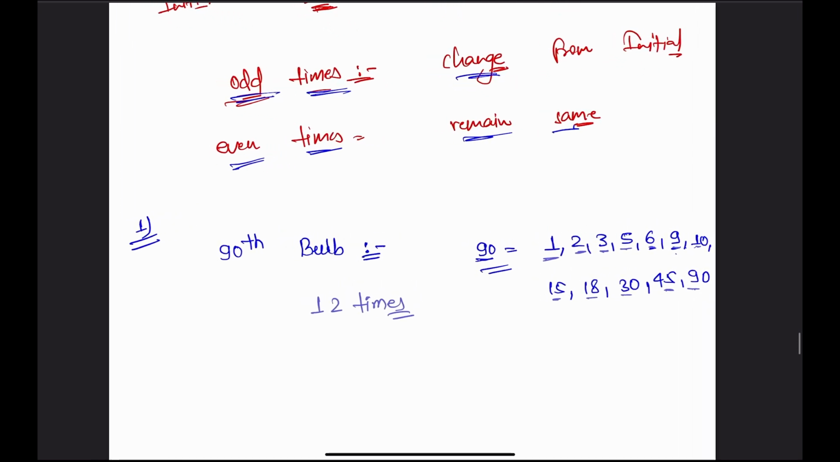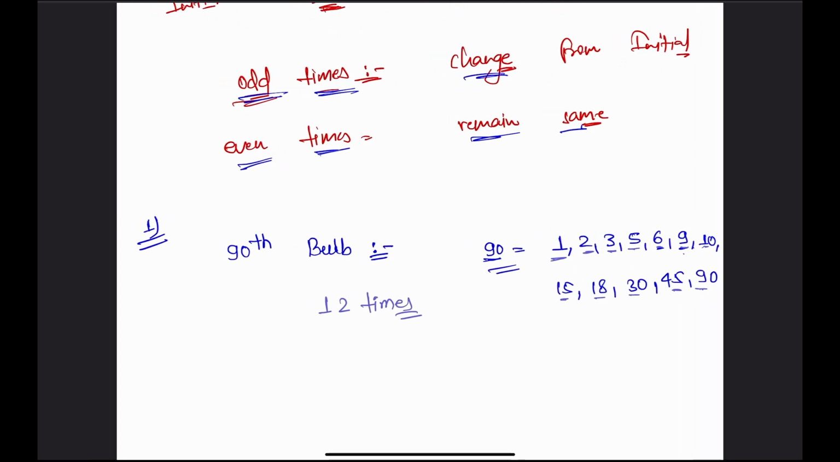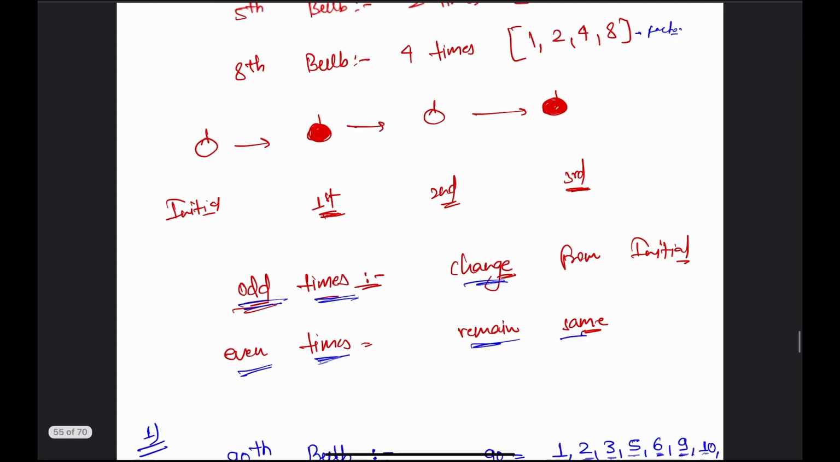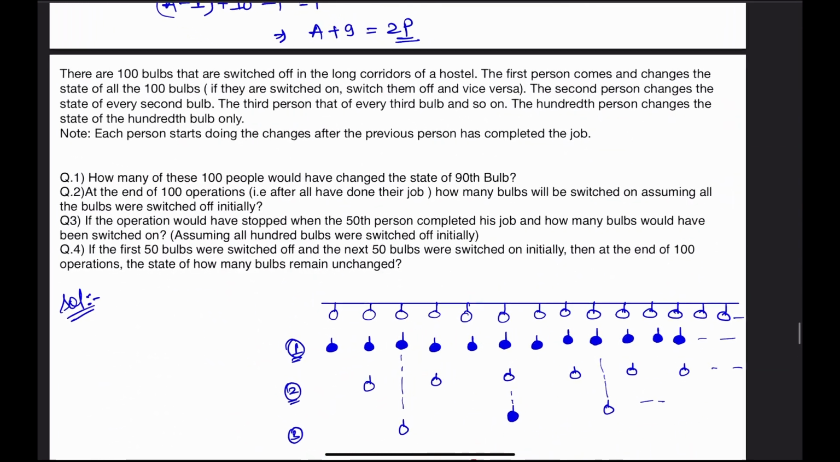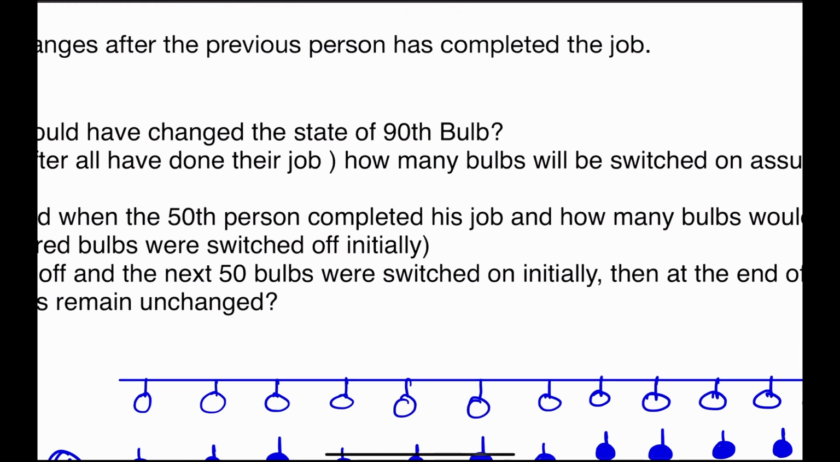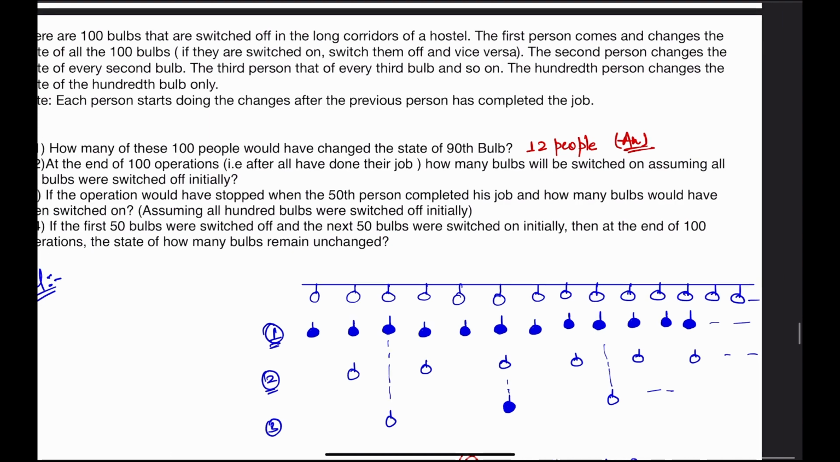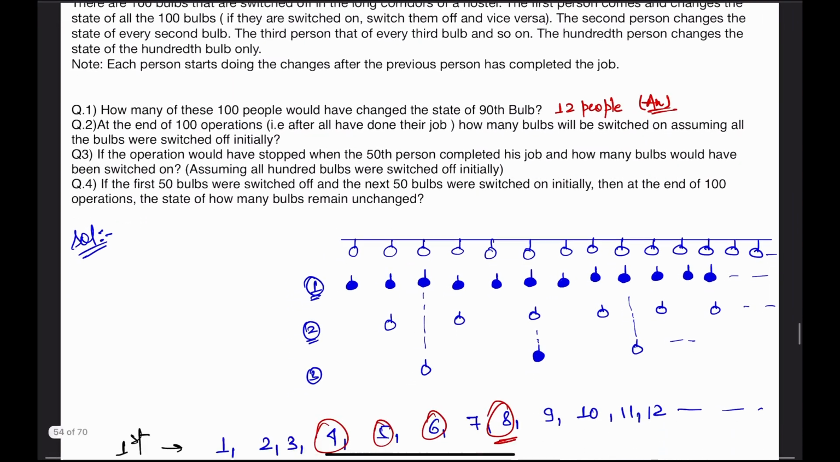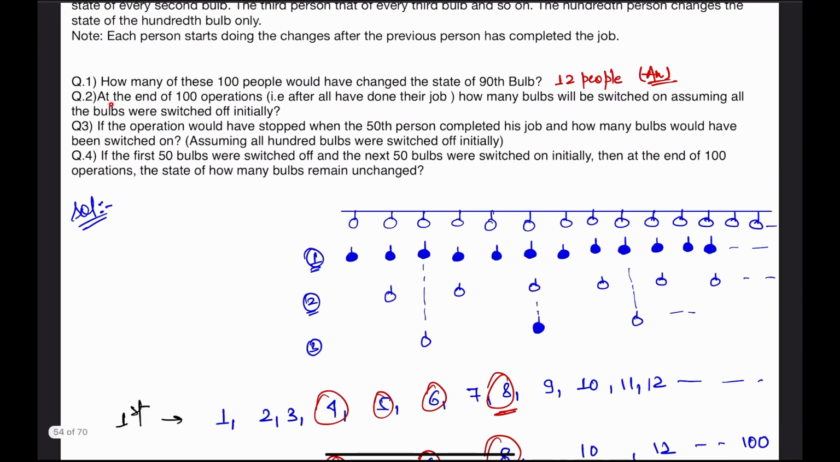Or if it is asking whether it will be changing or not, since it is an even number of times, it will remain the same. So the answer to the first one is 12 people. So the first question is completed. Now let's read the second question. At the end of 100 operations, how many bulbs will be switched on, assuming all the bulbs were switched off initially?